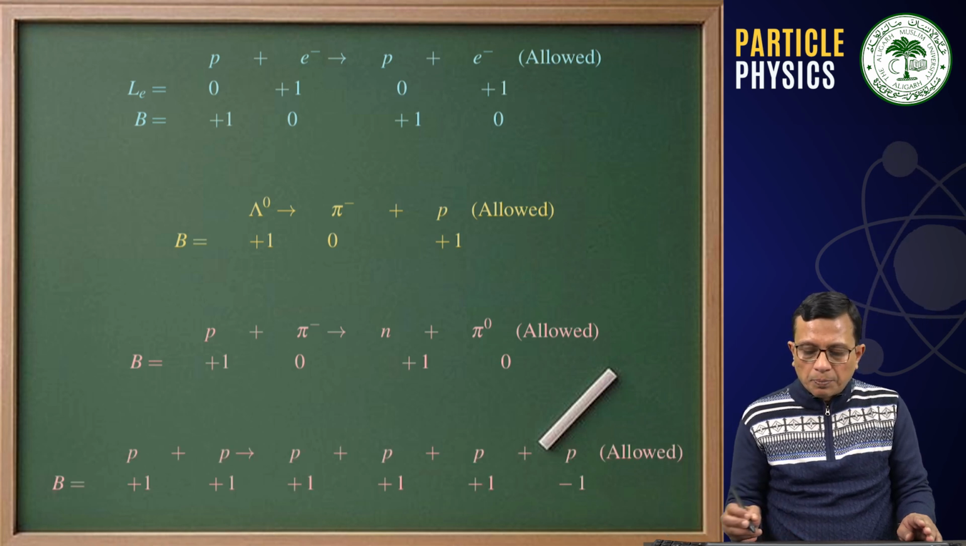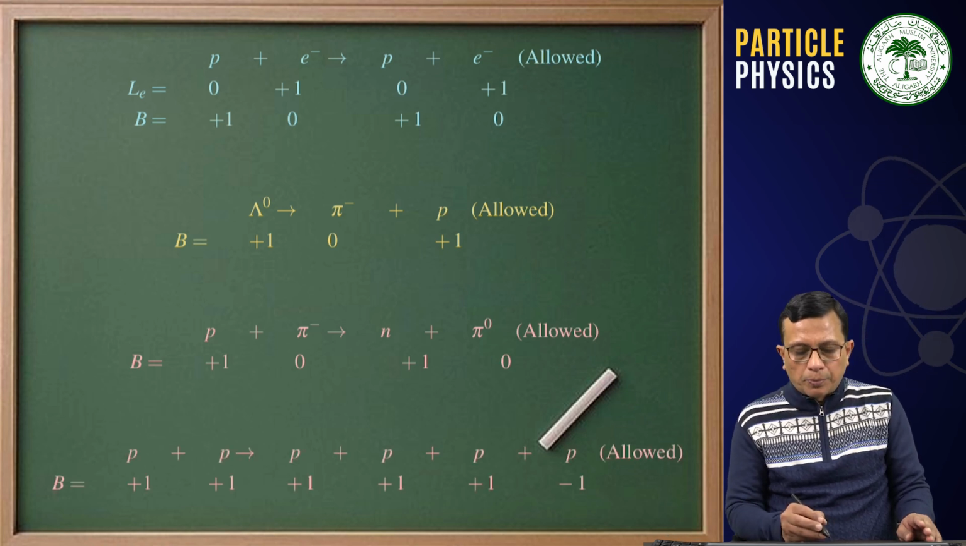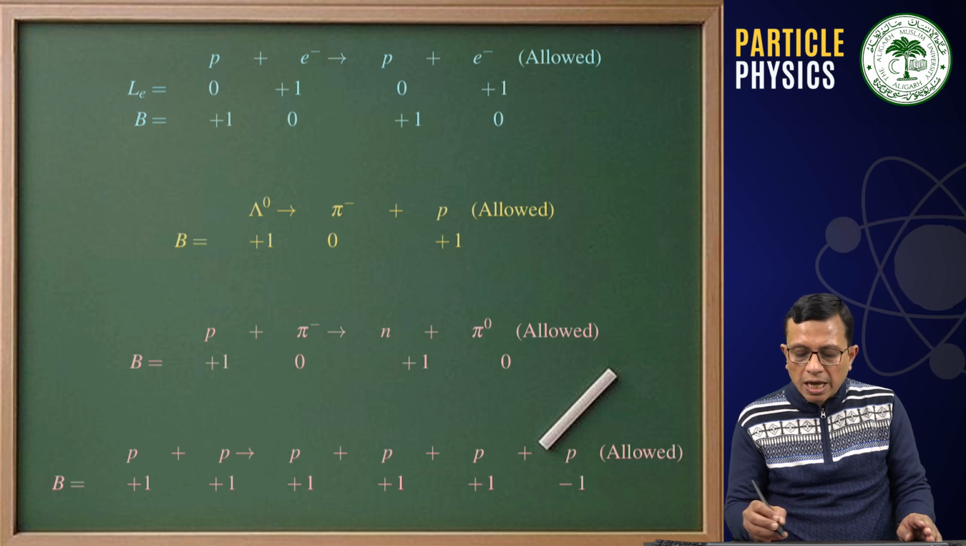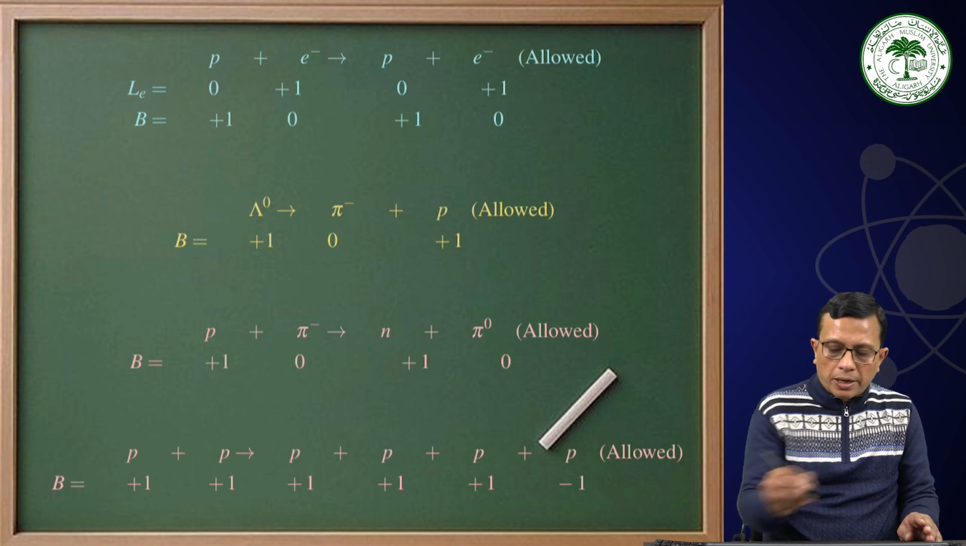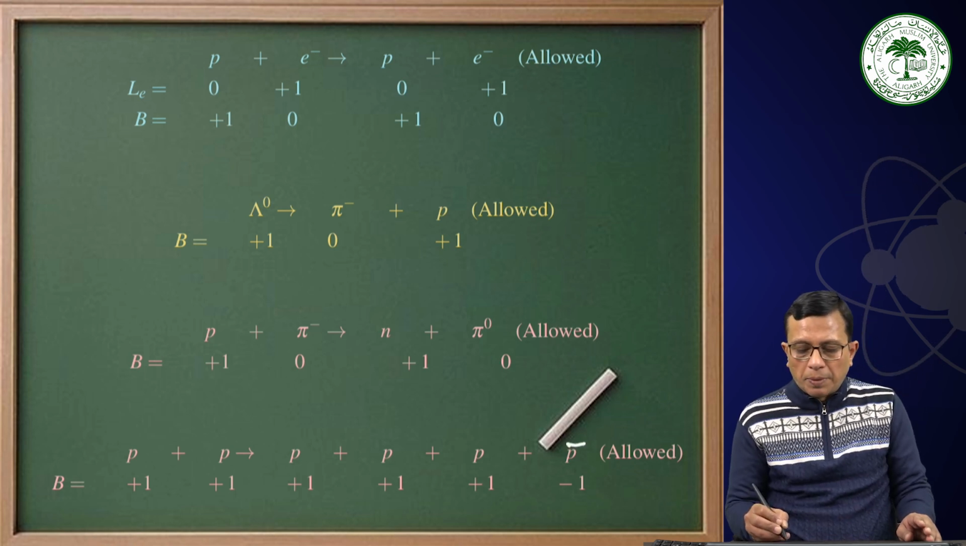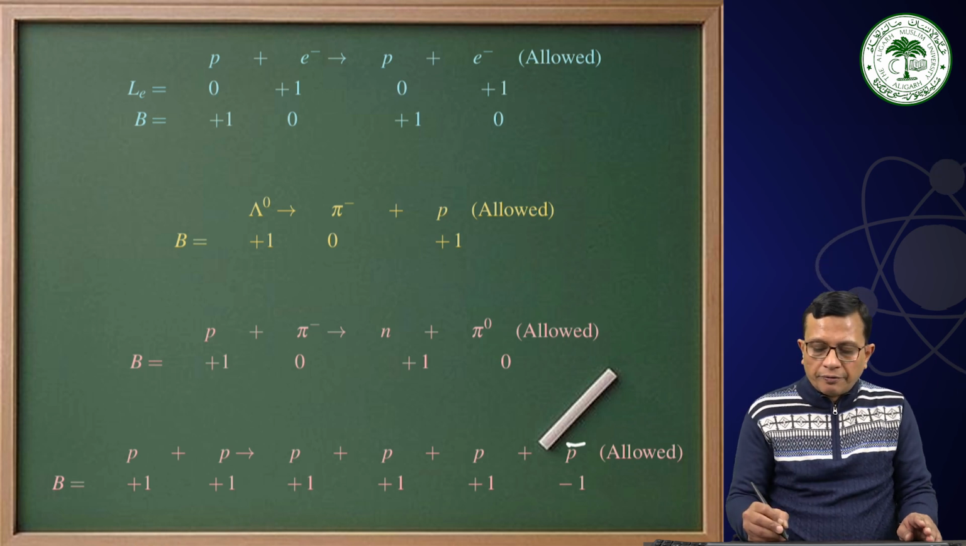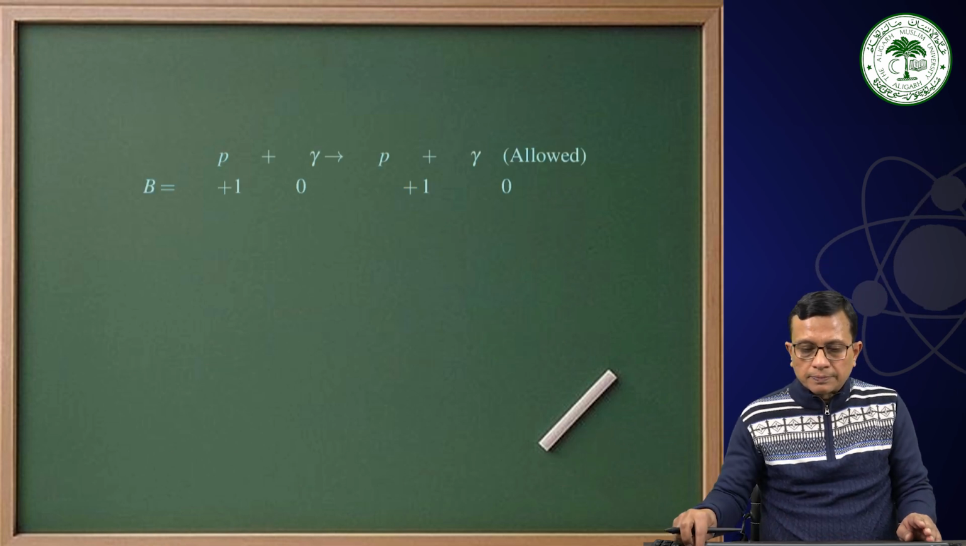Similarly, this example I have discussed where we have proton and proton in the initial state and p plus p plus p plus p bar in the final state. This is p bar whose baryon number is -1. Therefore, this is an allowed process.